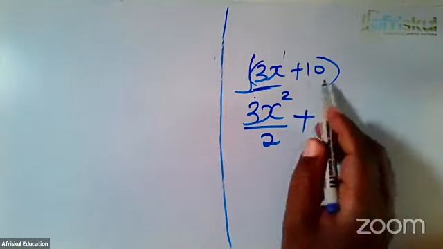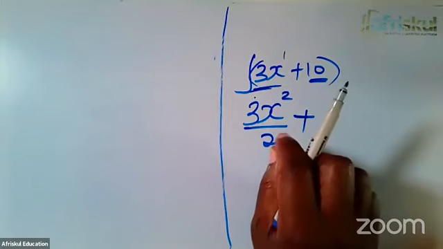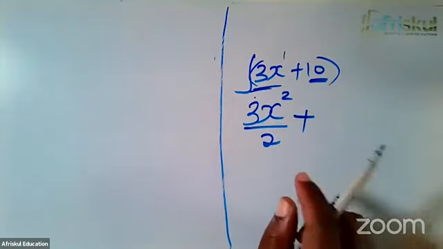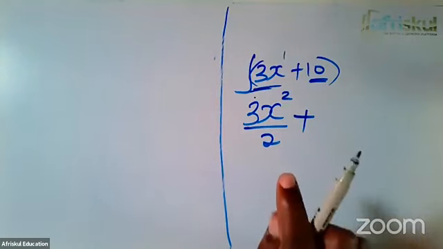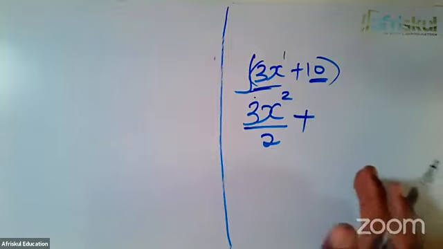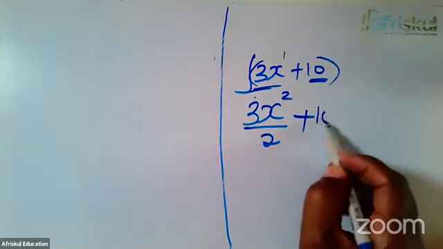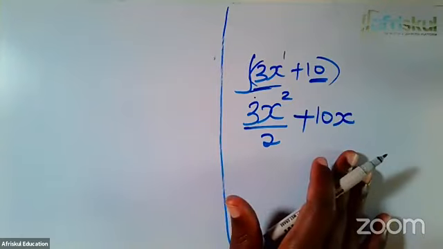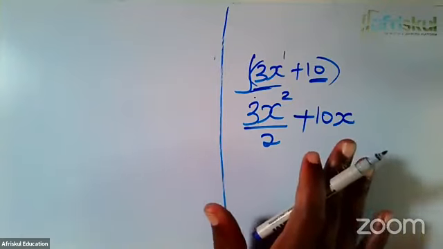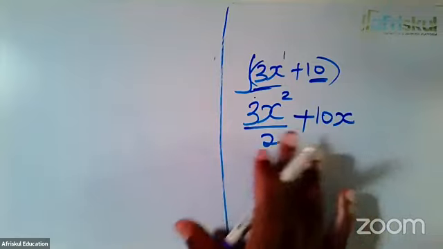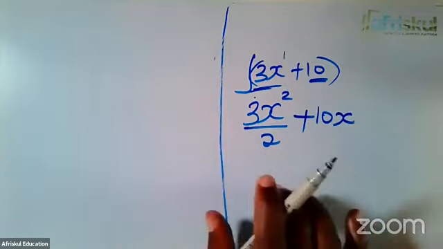Plus, this is a constant. Remember, in differentiation, constants always disappear. But for us here, ladies and gentlemen, constants do not disappear. Integration is about putting things together. So whenever you see a constant, always introduce the variable to it. You can't leave it the way it is. Whenever you see a constant, always introduce the variable of integration there, which is x.